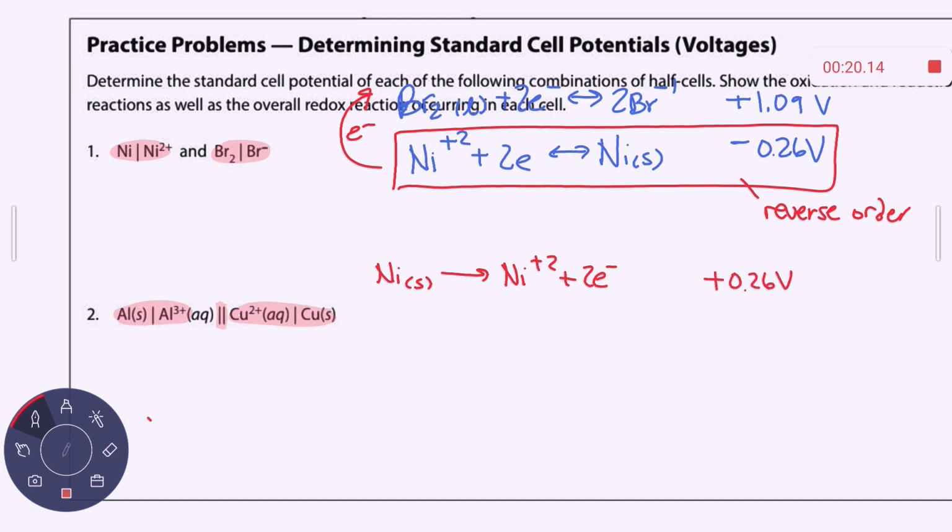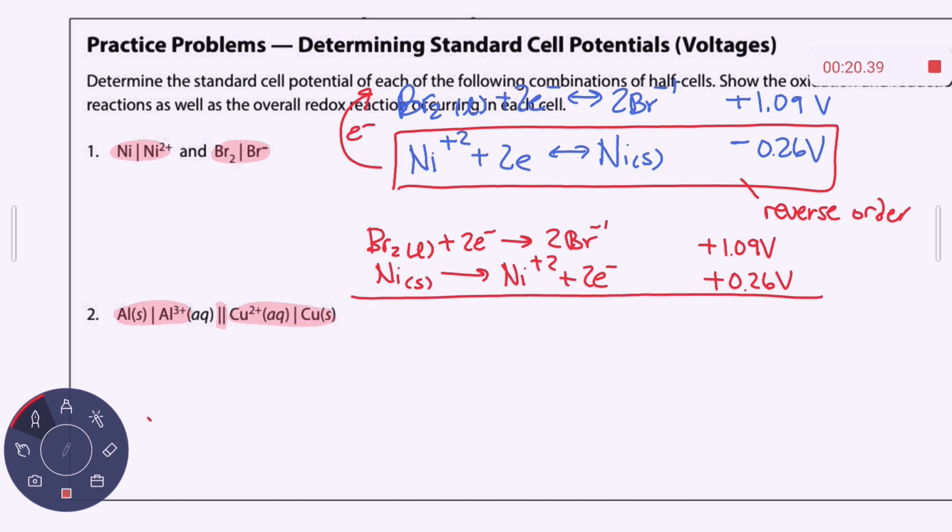Does that make sense? You only reverse the one that's giving up the electrons because you need to put these electrons on the product side. Does that make sense? Okay. You leave the other half reaction alone. Okay. So here are the two half reactions. One of them is losing electrons, the other one is gaining electrons. Okay? Now what we do is we add them together.